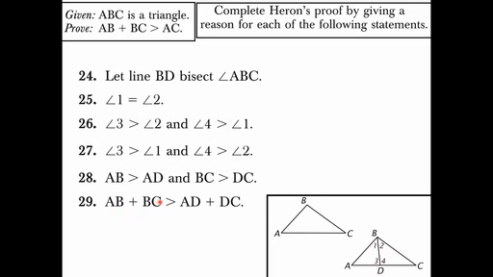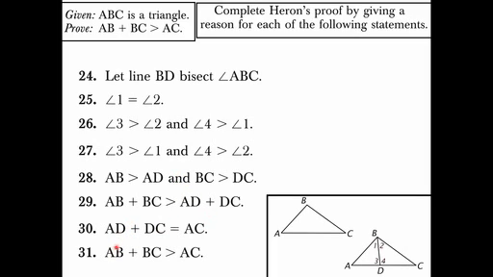Next, AB plus BC greater than AD plus DC. I see an AB there, and I see a BC there. I see AD there, and I see DC there. How do you go from step 28 to 29? Next, AD plus DC equals AC. Got that reason?